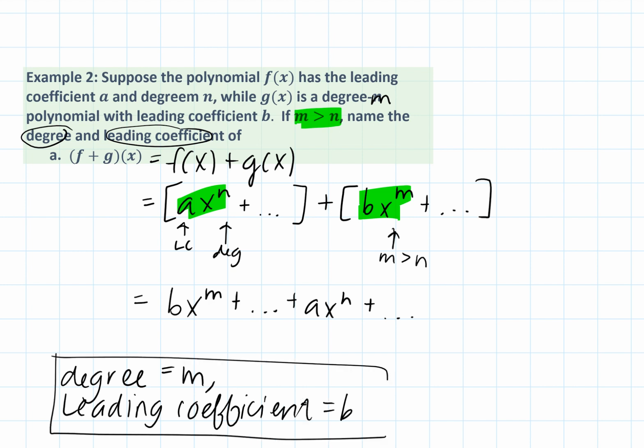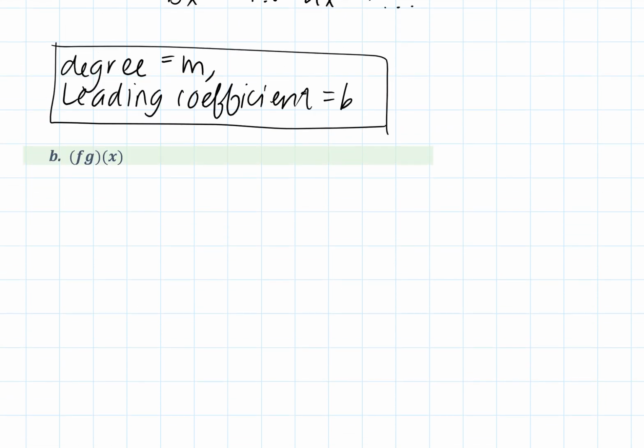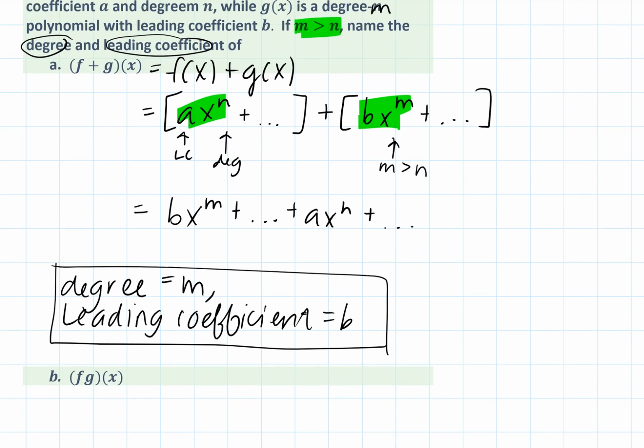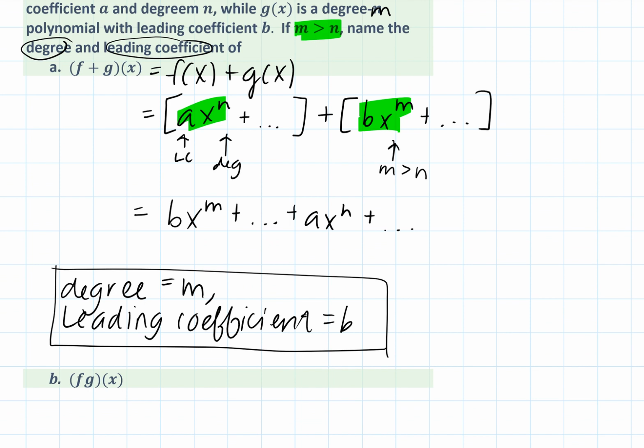Okay, let's take a look at our next example. Name the degree and leading coefficient of fg of x. Okay, well, this means we're taking f of x and g of x and multiplying them. The notation looks weird, but they're sitting next to each other, which means multiplication.